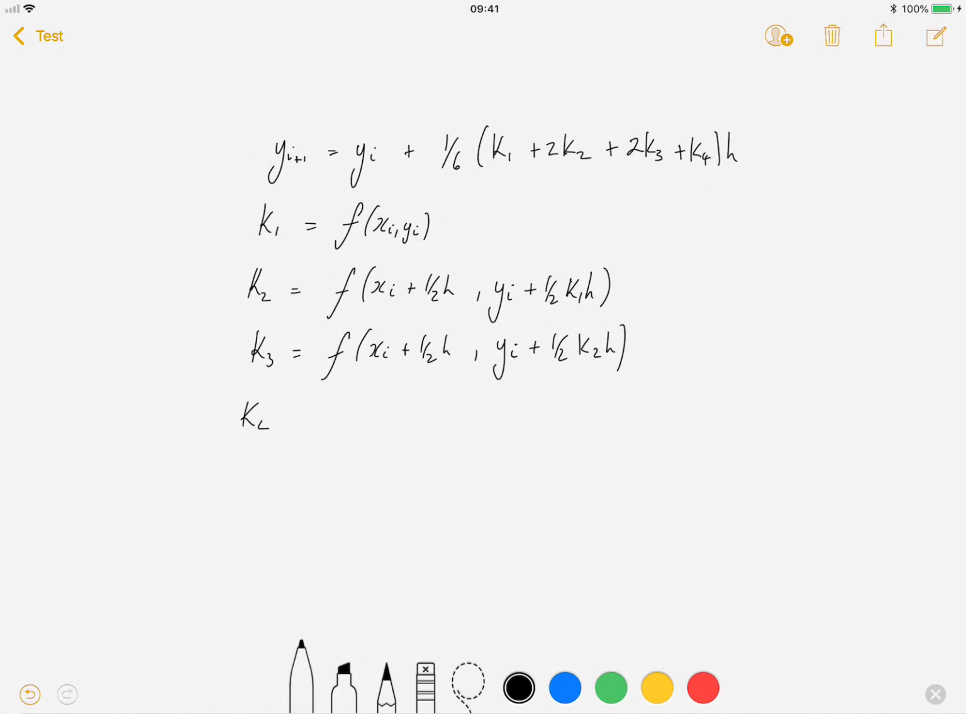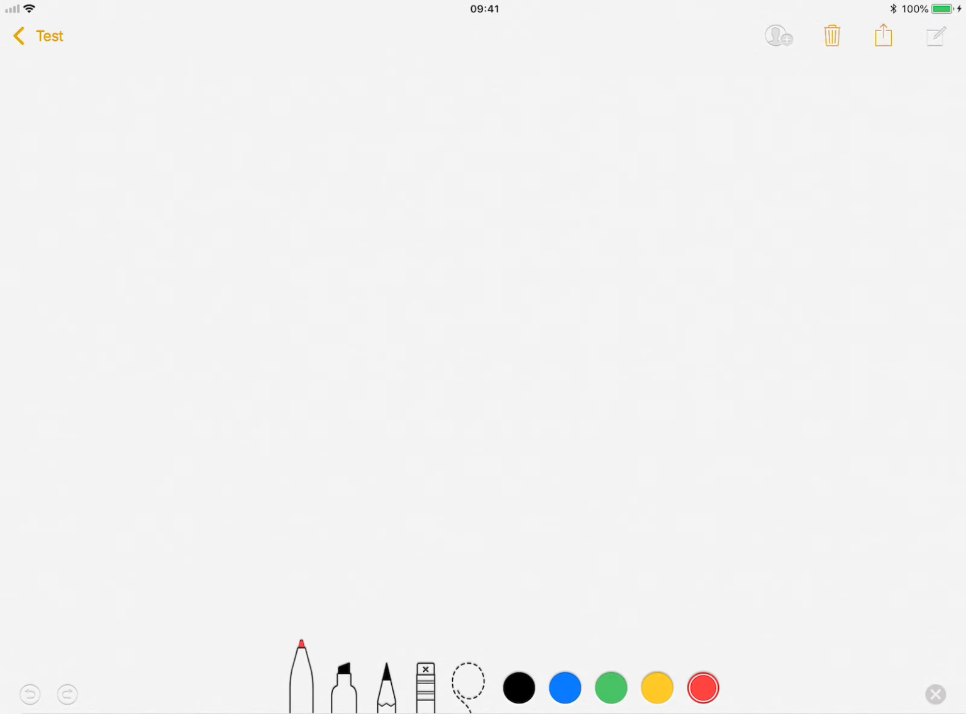And finally, k4 is the slope value at f of xi plus our step size h, y of i plus k3 multiplied by h. Now remember that the sum of k1 to k4 multiplied by 1/6 gives us our average slope term phi. So perhaps a better way to look at it is with a graphical depiction.